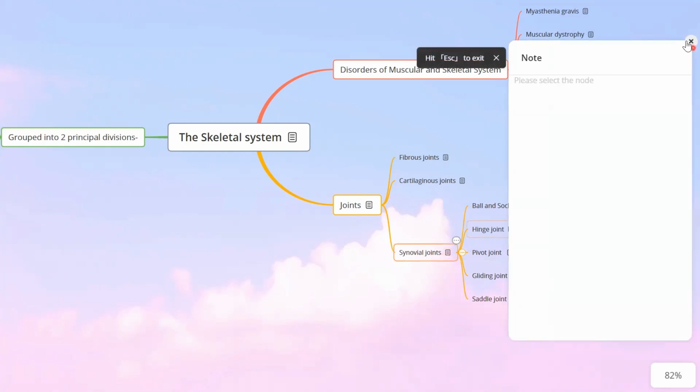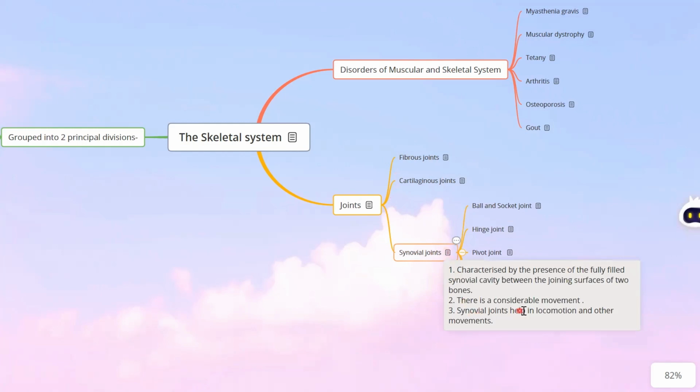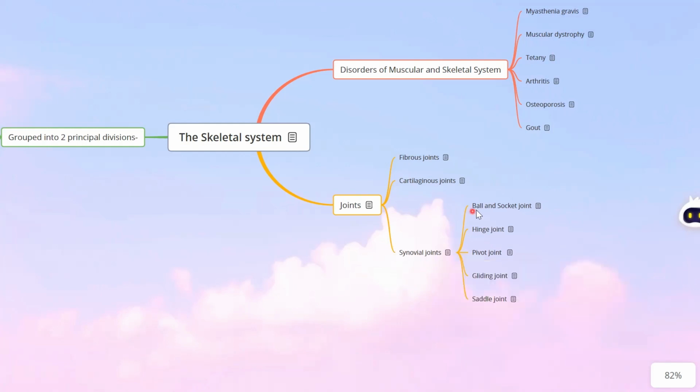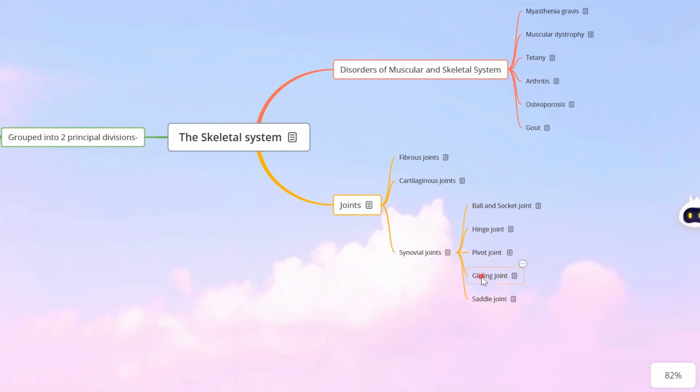Then synovial joints help in locomotion and other movements. Synovial joints are of five types. That is the ball and socket joint, hinge joint, pivot joint, gliding joint, and saddle joint. The ball and socket joint is situated between the humerus and the pectoral girdle.